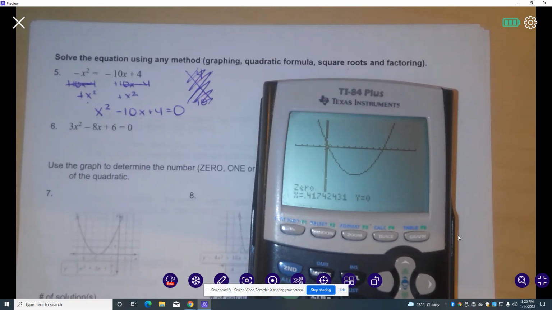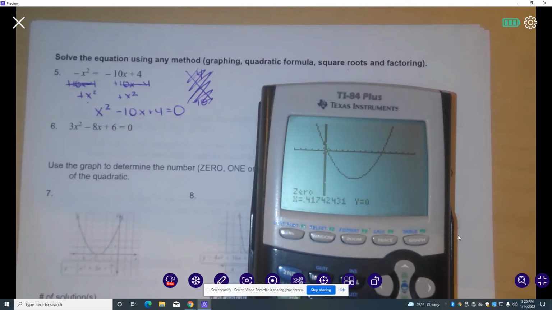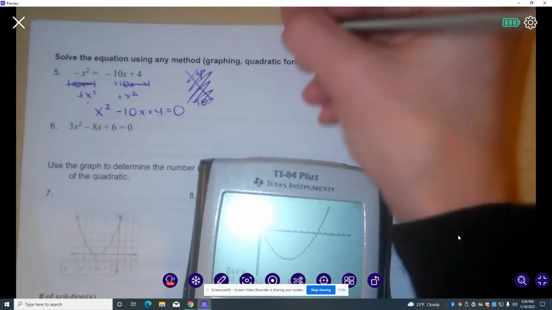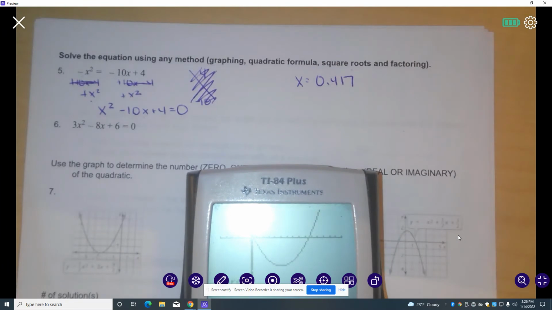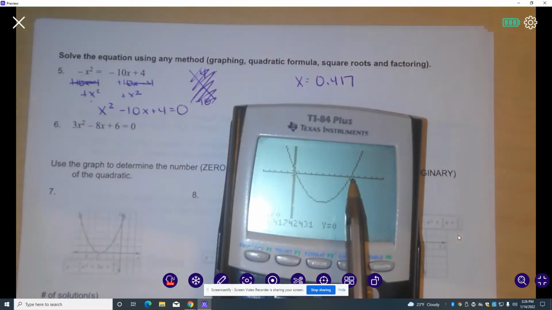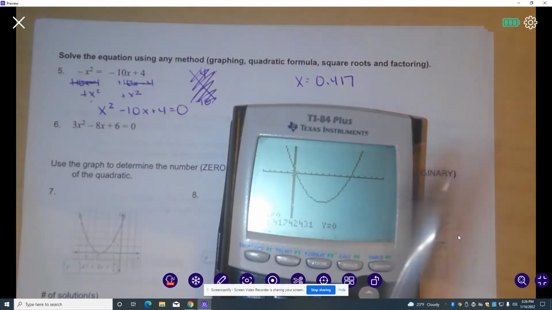And that x value there is 0.417. Okay, so that's one of my x values. Now I need to find my other solution by finding this zero over here.